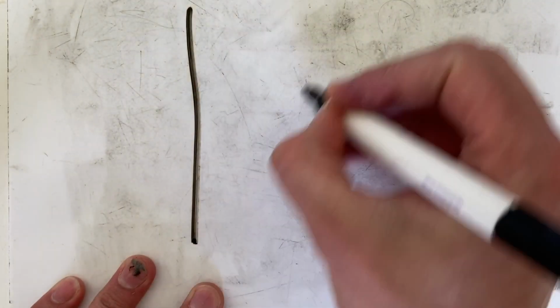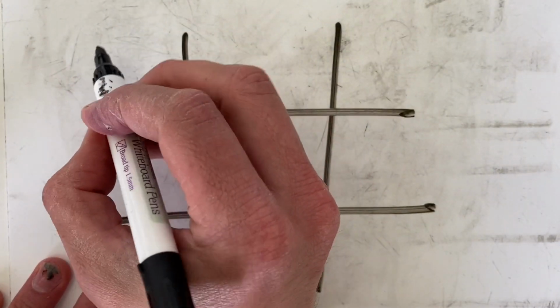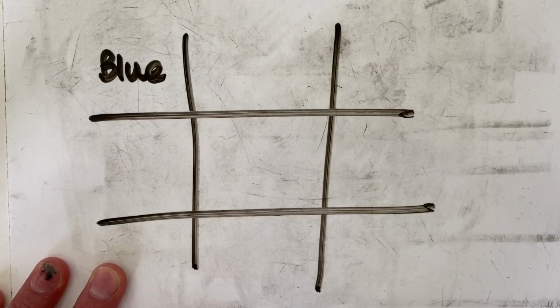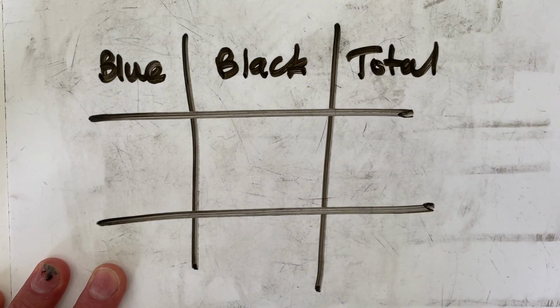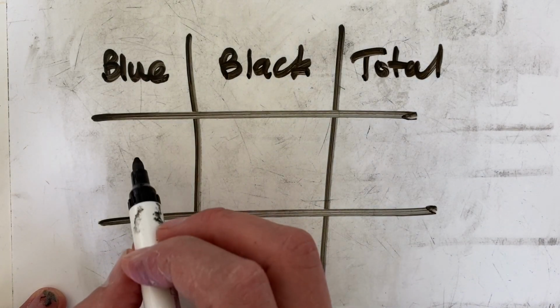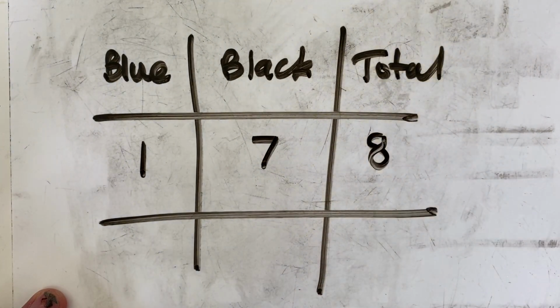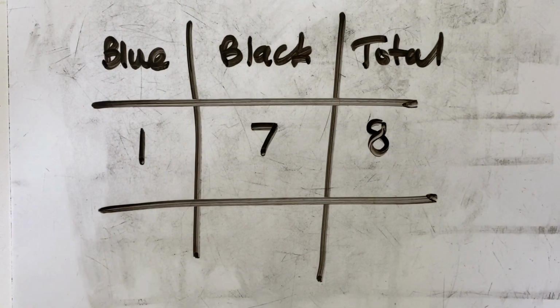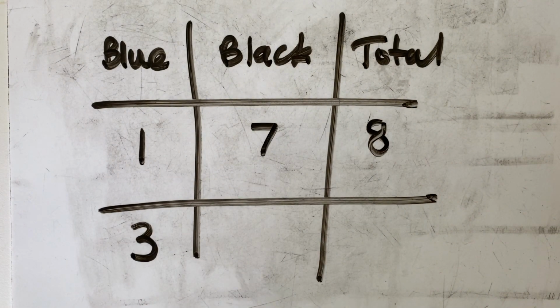First, draw your noughts and crosses grid. Now, at the top, we write our headings. Blue beads, black beads, total. Now, the original ratio is that for every 1 blue bead, there are 7 black beads, which means a total of 8. Then, the box we were wanting to fill in was what happens when there are 3 blue beads.